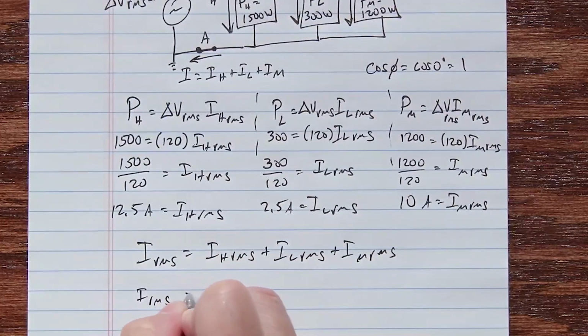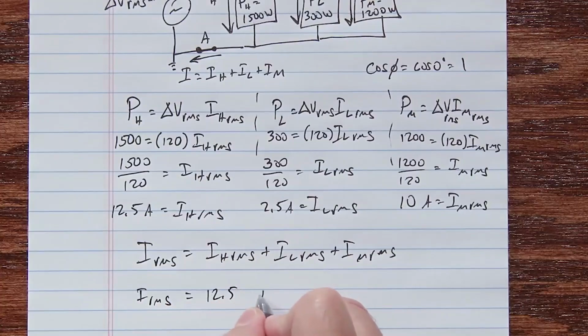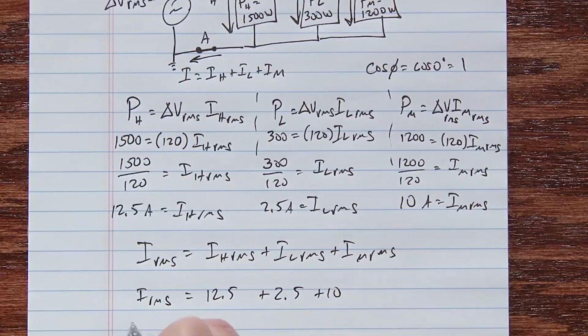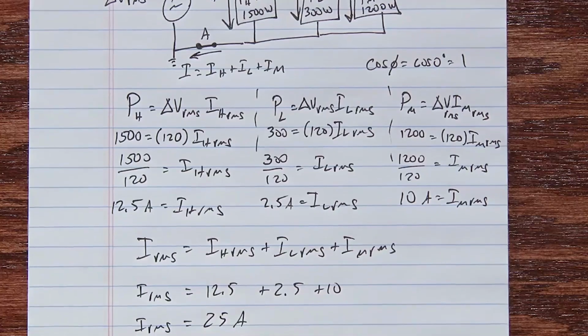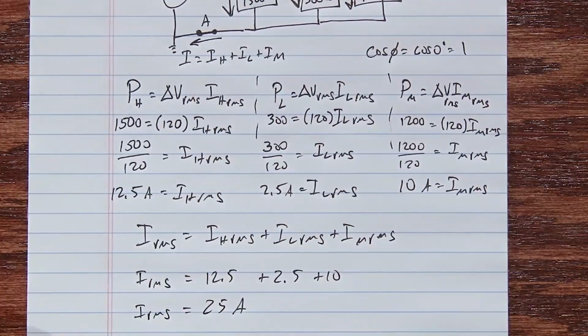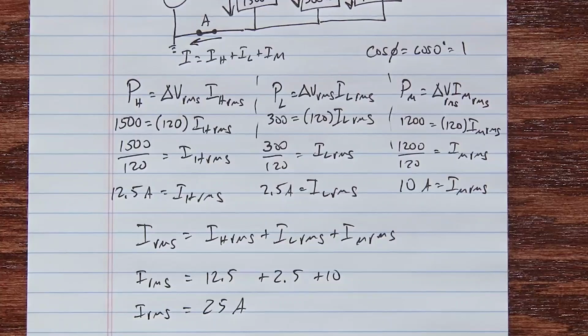So I RMS is equal to 12.5 plus 2.5 plus 10. Our I RMS at the circuit breaker is 12.5 and 2.5 is 15, so that'd be 25 amperes. So if we were to run all three of these appliances at the same time, the current at the circuit breaker would be 25 amperes, and the circuit breaker is rated for 20 amperes, so turning on all three of these appliances at the same time would trip the circuit breaker.